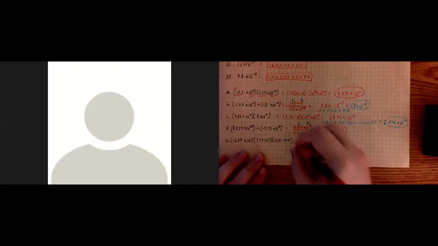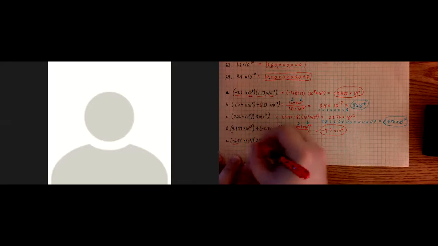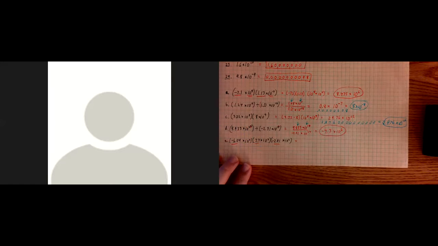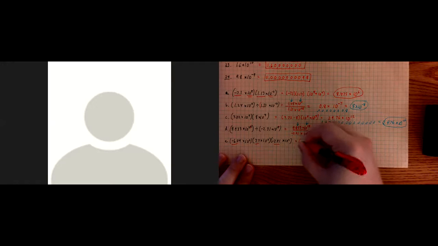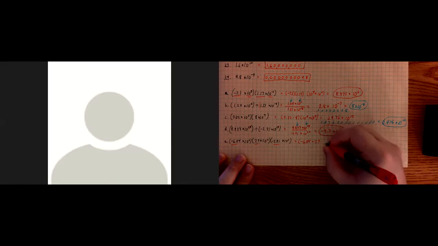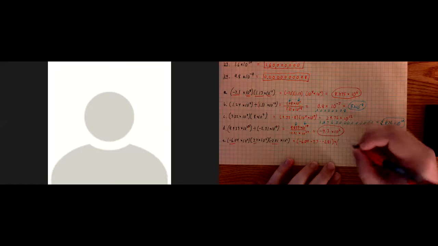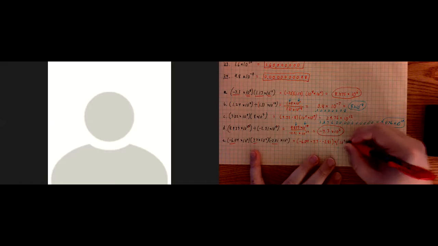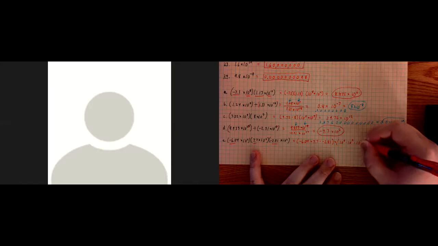All right, our last one. We can do our numbers separate from our other pieces. So negative 6.04 times 7.3 times negative 2.81 times 10 to the 9th times 10 squared times 10 squared. Double check. Yep, looks good. Okay, let's multiply the numbers in front first.